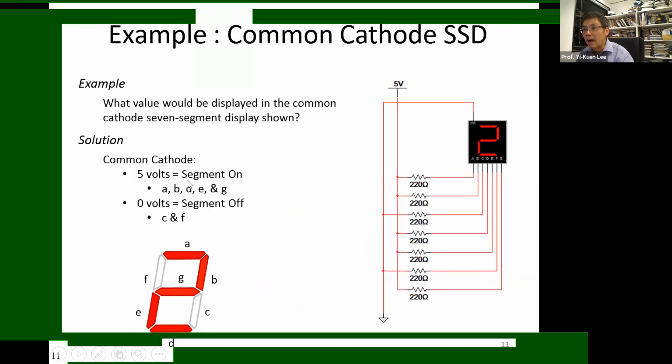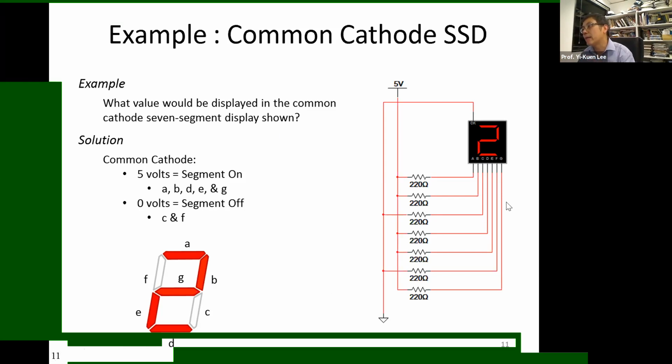See? So 5 volt on A, B, D, E, G, and grounded on E, F. In this case, we can show that our output is 2. Okay, so this is the way you can think about how we can use this kind of 7-segment display to show some information from our sensor. It's not very difficult, but it takes some time.